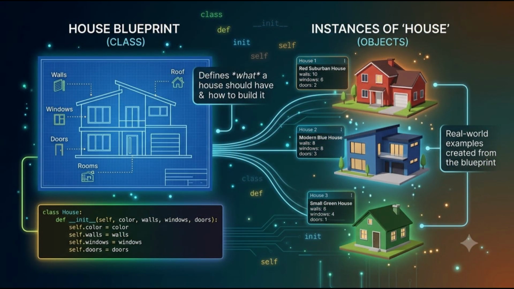Imagine you're designing a house. You draw a blueprint first. In Python, that blueprint is a class. It defines everything a house should have: walls, windows, and doors.